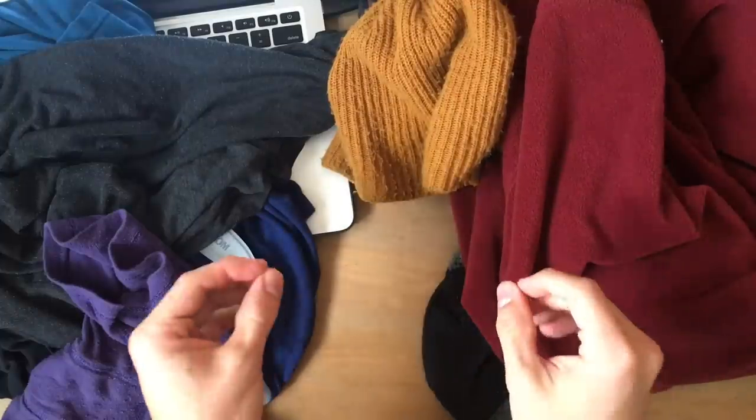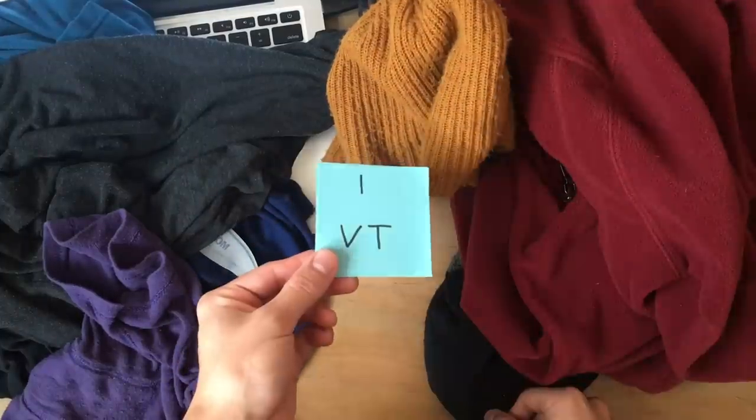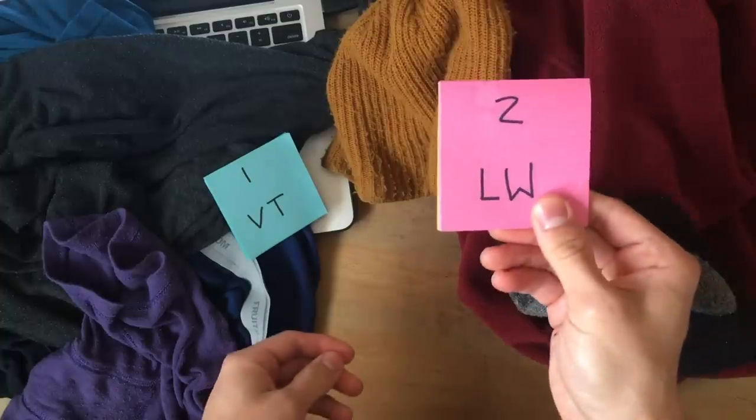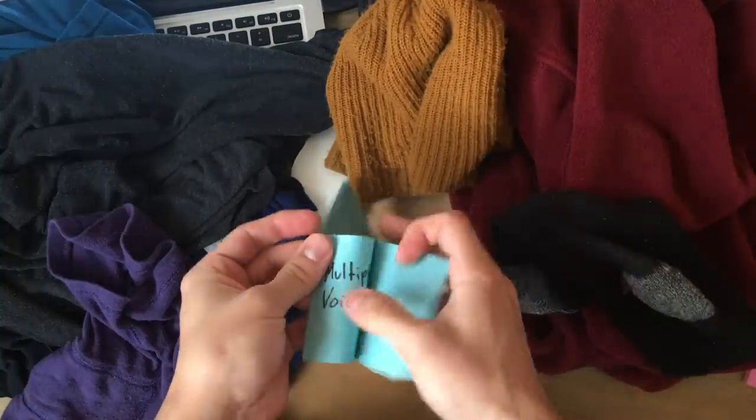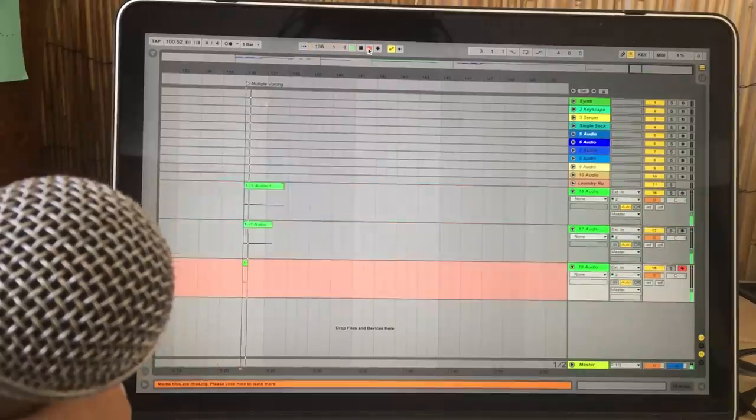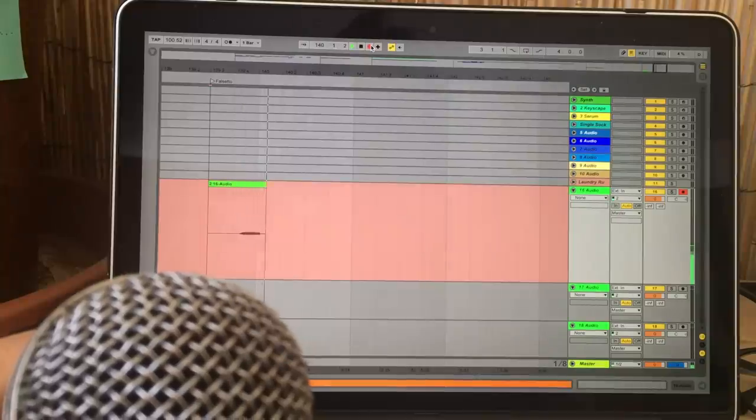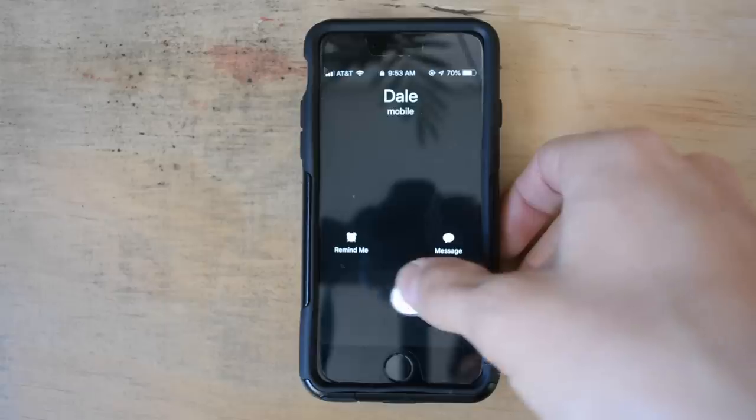For the vocals, you'll need to understand two elements: vocal technique and lyrical writing. In the vocal technique corner, we have multiple voicings, falsettos, and call and response.